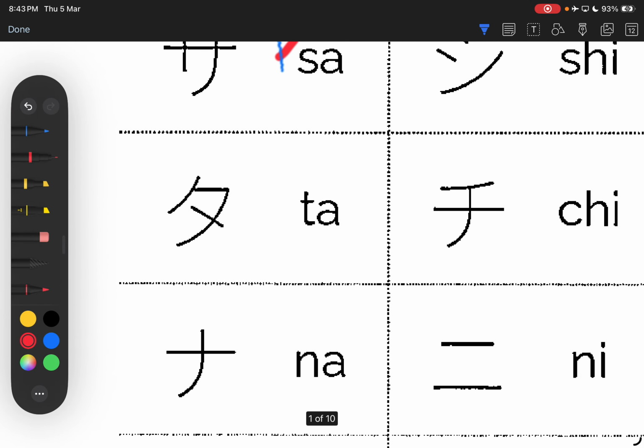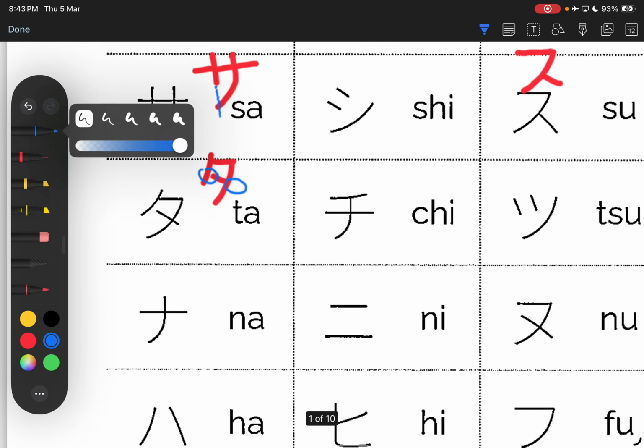Next we have ta. Ta. Okay, so ta is like a ku, but with a dot in the middle. With a dot inside lah. Whether you want to touch at the blue part is up to you. I usually don't touch. And whether you want to extend beyond, it's also up to you. I usually don't.